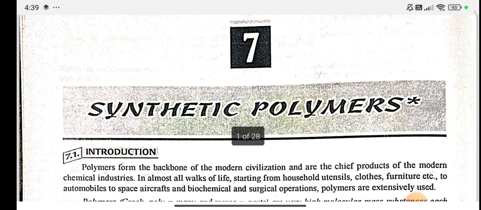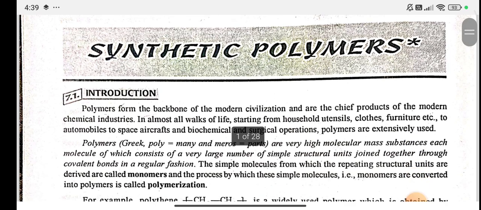Today, my topic for visually impaired students video is synthetic polymers of organic chemistry. Introduction. Polymers form the backbone of modern civilization and are the chief products of modern chemical industries in almost all walks of life, starting from household utensils, clothes, furniture, etc., to automobiles to space aircrafts and biochemical and surgical operations. Polymers are extensively used.